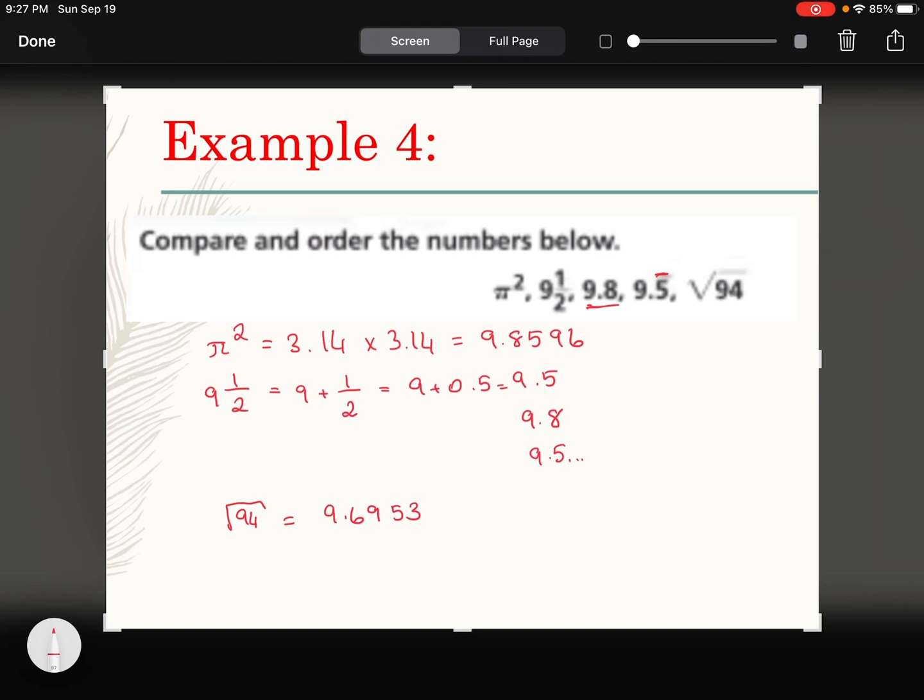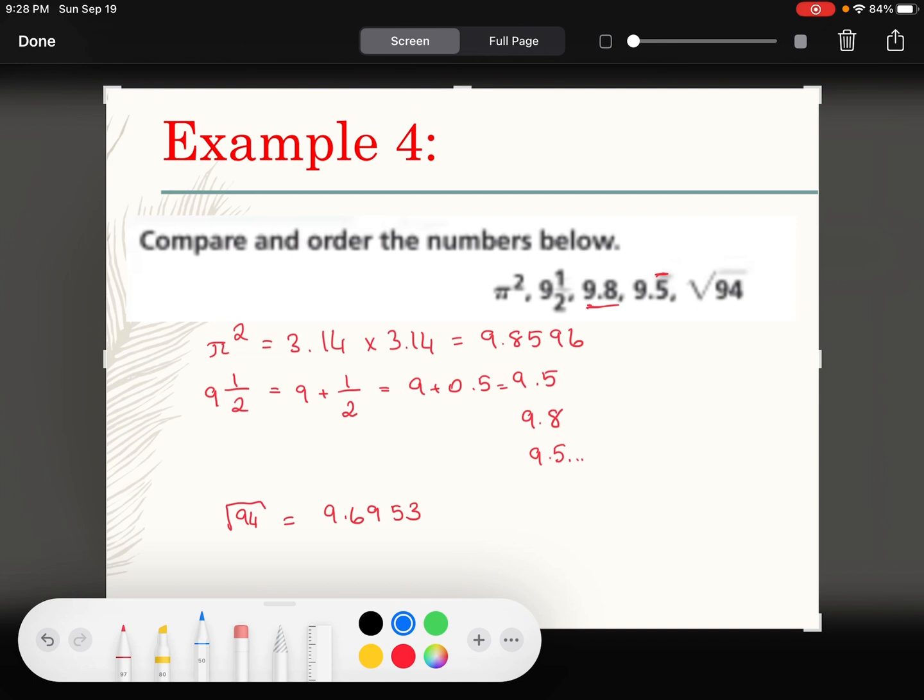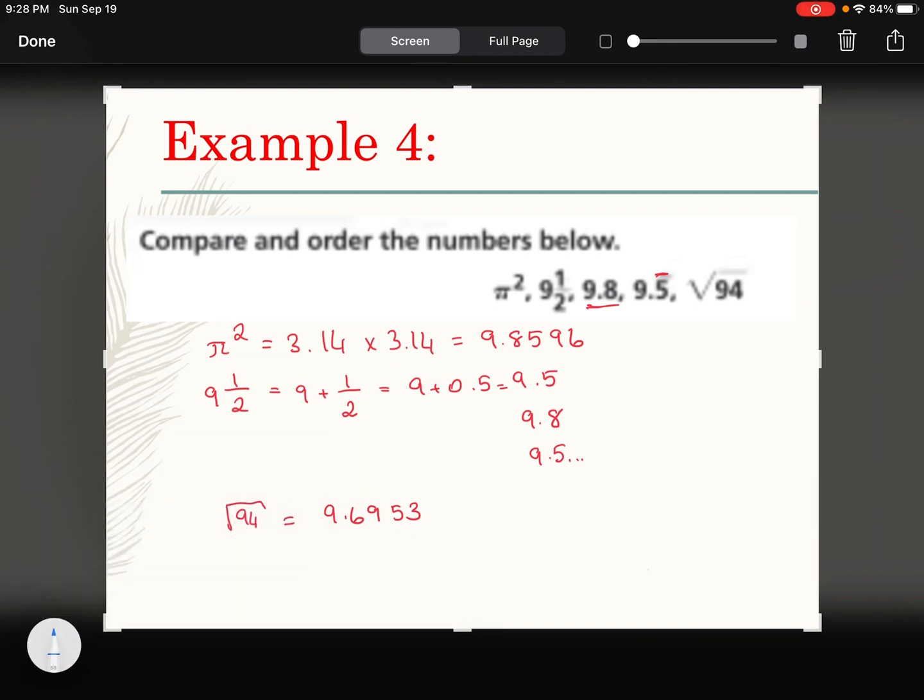So now we are going to compare and order. So we have 9.8596, 9.5, 9.5 with the 5 repeating, and the last one we have 9.6953. Okay, guys, so let's check the first digits. I'm going to change the color of the pen. Okay, so as you see, guys, the first digits are 9 for all of them. So now we are going to check the second one, because the first digits are the same. 8, 5, 5, 6. So let's order them from least to greatest.